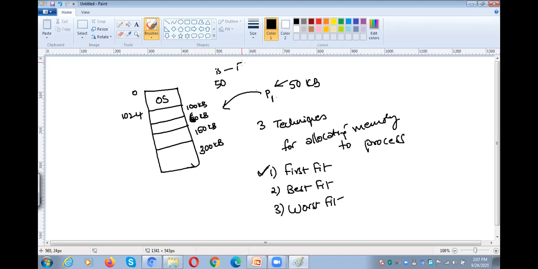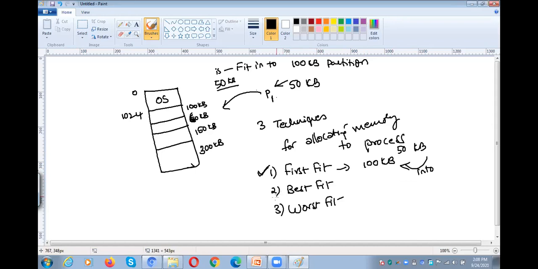A 50 KB process fits into the 100 KB partition. What will the first fit do? Whenever a partition is suitable for that particular process, it will automatically keep the process in main memory. So in the first fit, it chooses the 100 KB partition. The first fit will keep your 50 KB process in the 100 KB partition. That is called first fit.